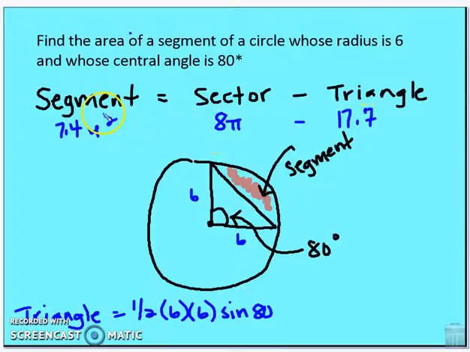So the segment of the circle is equal to the sector, which we found out is 8 pi, minus the area of the triangle, 17.7, using 3.14 for pi. We end up with a segment being 7.4 units squared.